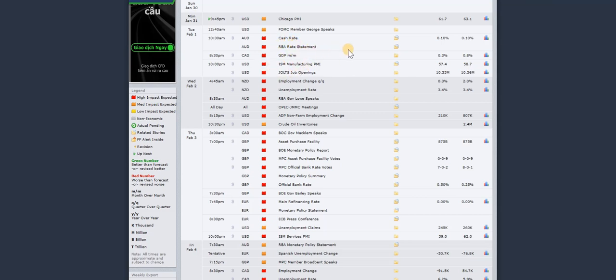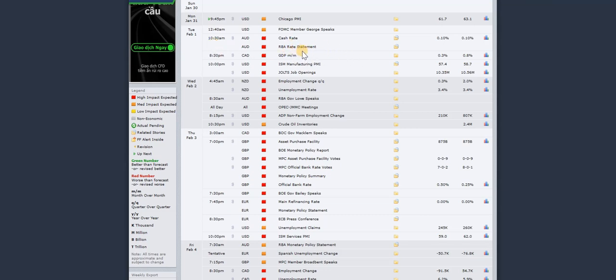This is just Forex Factory, free economic calendar. I like this because you can set up filters to just show you high impact, medium impact events. I'm mainly interested in the red ones. They're the high impact events, and it's all in my local time. I live in Vietnam, so it saves you doing time conversions, etc. And as I said, it's free.